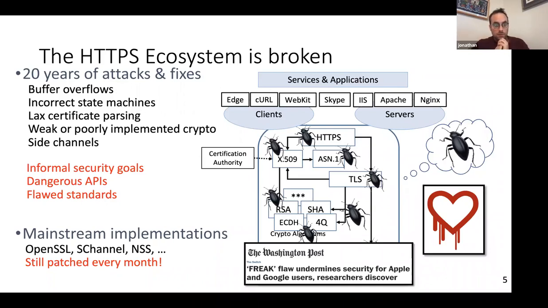And well, when you ask what the problem is, it's really a variety of things. It's that the security goals are not clearly stated. It's actually quite hard to come up with a crisp definition of what a secure protocol is. The APIs are poorly crafted. Just look at OpenSSL. The standards are sometimes outdated.